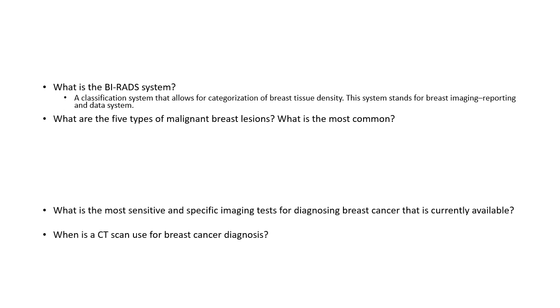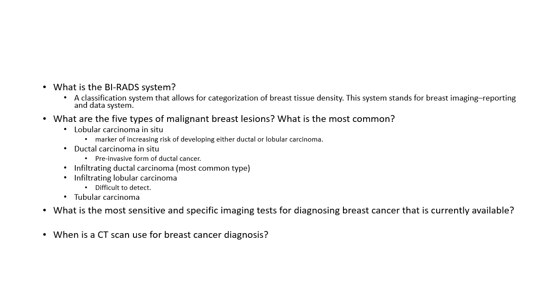What are the 5 types of malignant breast lesions? And which is the most common? First, you have lobular carcinoma in situ. Then you have ductal carcinoma in situ. Third is infiltrating ductal carcinoma. Fourth is infiltrating lobular carcinoma. And lastly, you have tubular carcinoma.